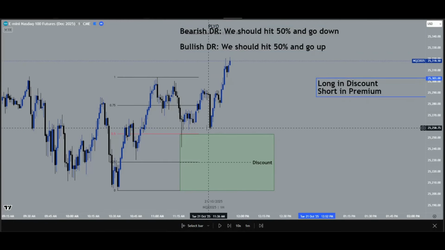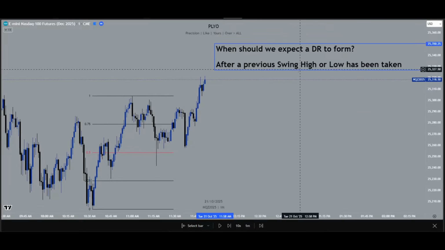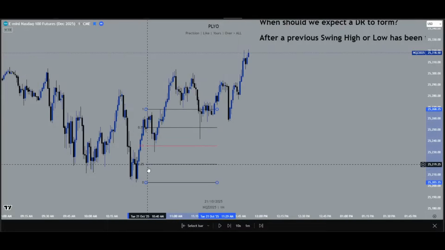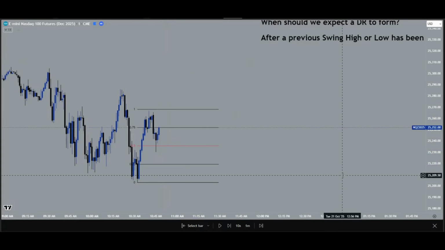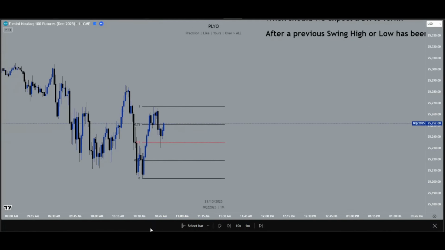Now, this is also a good example of knowing when dealing ranges form. That's also what we're going to talk about next. So when should we expect a dealing range to form? That's when you expect a dealing range play after its previous swing high or swing low has been taken. What do we have here? It's just an example we just showed. Okay, we had an internal dealing range here, a previous one, right? How did this even form in the first place? Because we took out a swing low right here. We took out a swing low there.